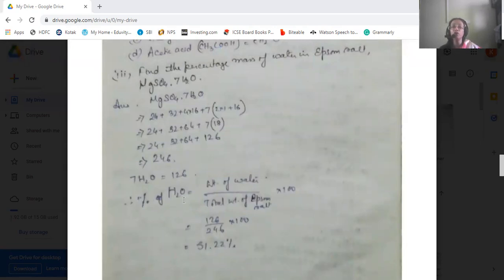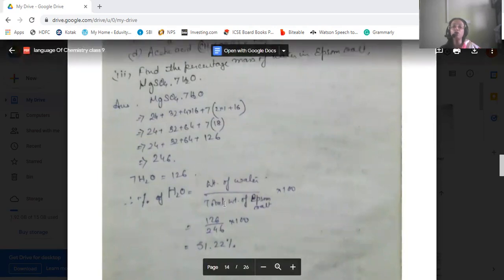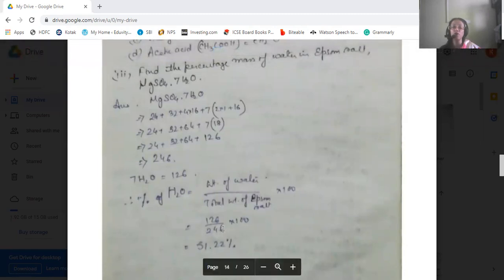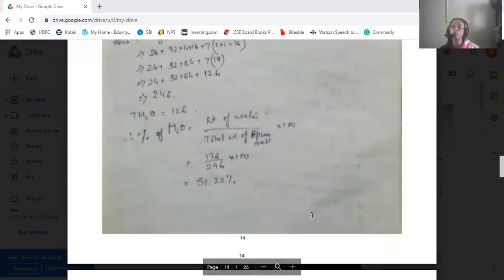So percentage of water is weight of water by total weight of Epsom salt into 100%. So weight of water is 126 and total weight of Epsom salt is 246 into 100%. That is 51.22% of water is present in Epsom salt, the magnesium sulfate salt.